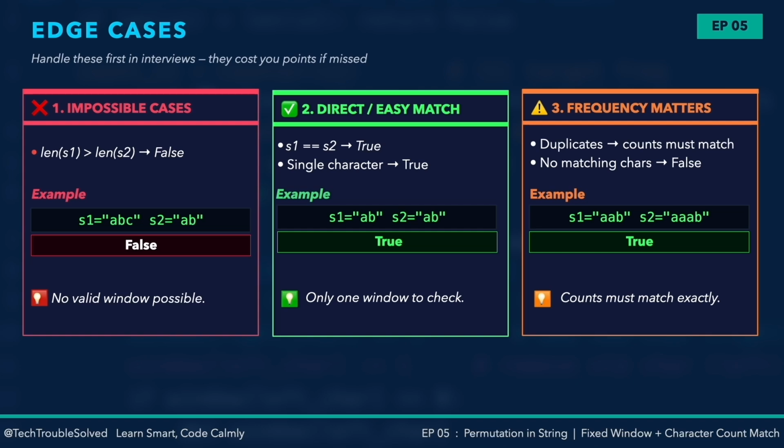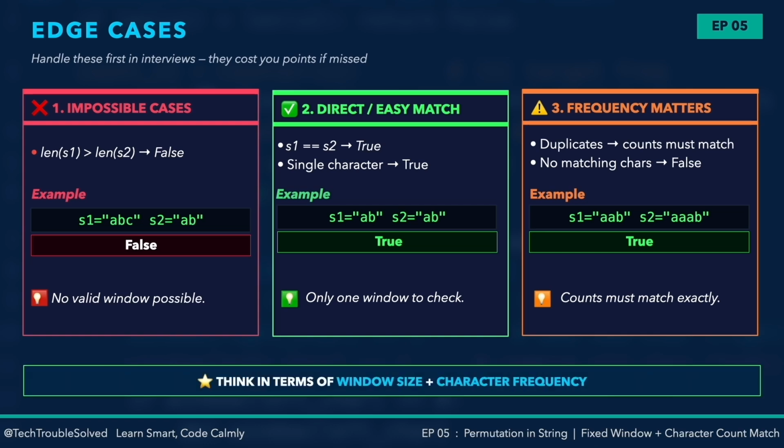Write this down. Stick it somewhere. Frequency, not just presence. That is the mantra for this entire problem family. Think in terms of window size plus character frequency. That's the frame. Everything else follows.